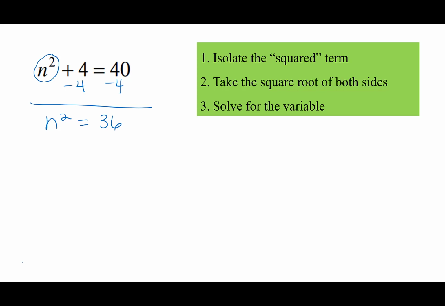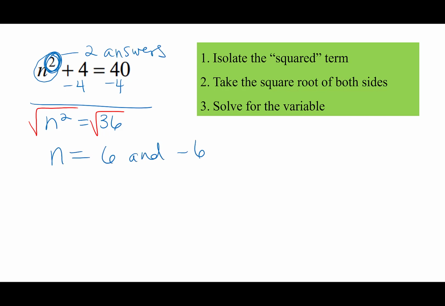Step number 2 says take the square root of both sides. So when we talk about the square root of 36, we talk about the principal root, which the square root of 36 we would say is positive 6. But there's also a negative root associated with the square root of 36. And we know that because the exponent is a 2, that means there are 2 answers. And so this answer is actually going to be positive 6 and negative 6. You could also write your answer plus minus 6.